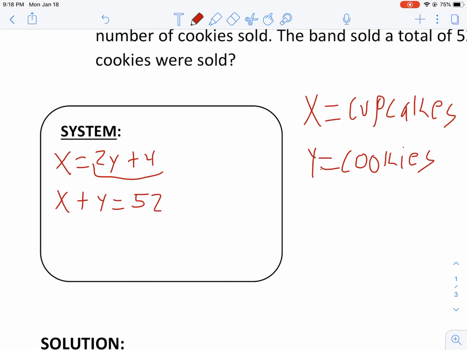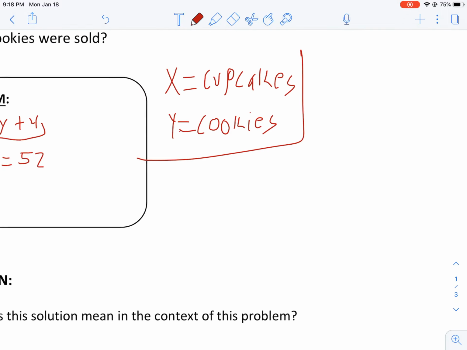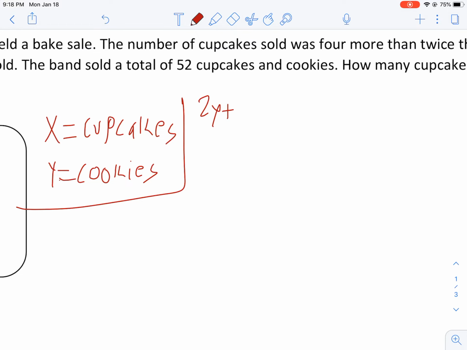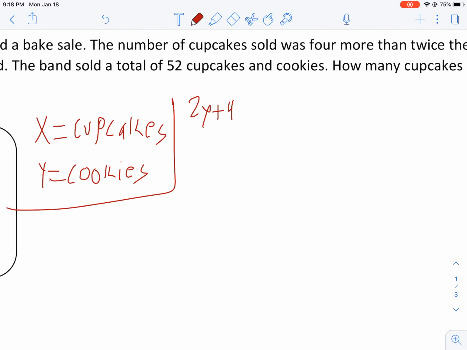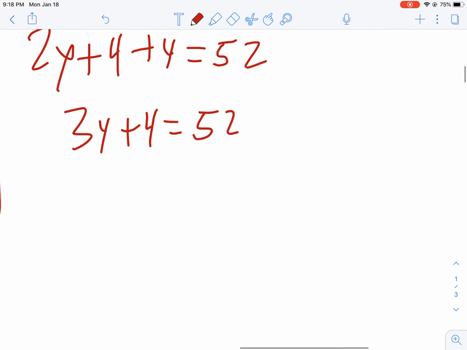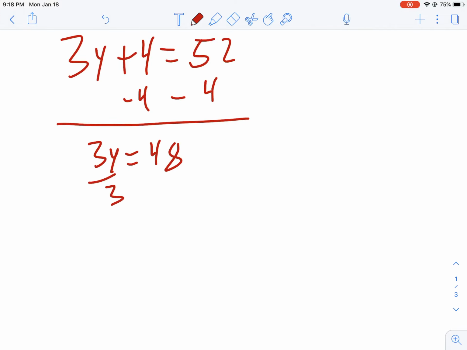So I would just take this and substitute it in for there. We've got 2y plus 4, and then plus y equals 52. We can go through this. 2y plus y, that's going to be 3y. Subtract 4, that's 48. Divide by 3, and we get y equals 16.